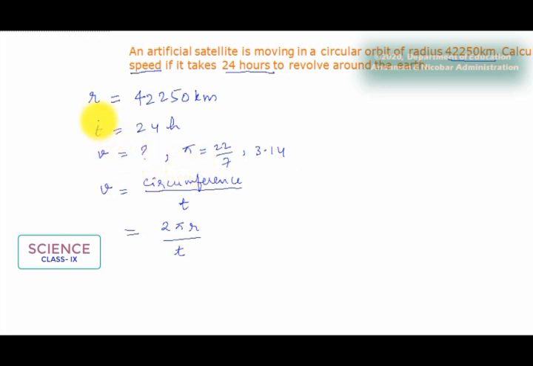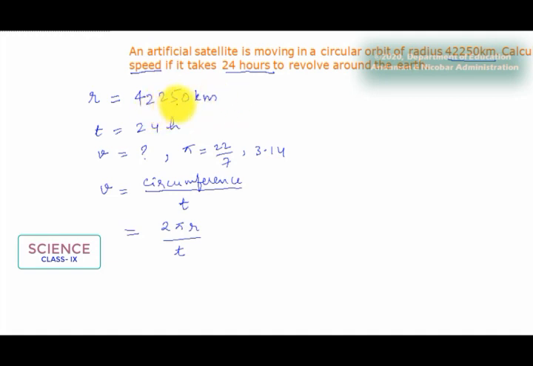So by substituting the value of r, the radius, time and the value of pi, we can find the speed of the artificial satellite which is moving in a circular orbit. Before solving this numerical problem, we need to correct the units. Here kilometer needs to be changed into meter. We know that 1 kilometer is equal to 1000 meters.